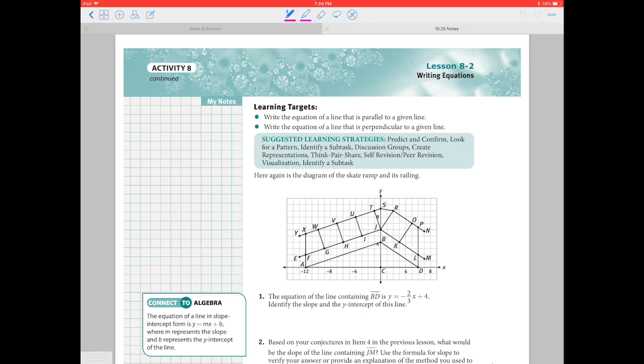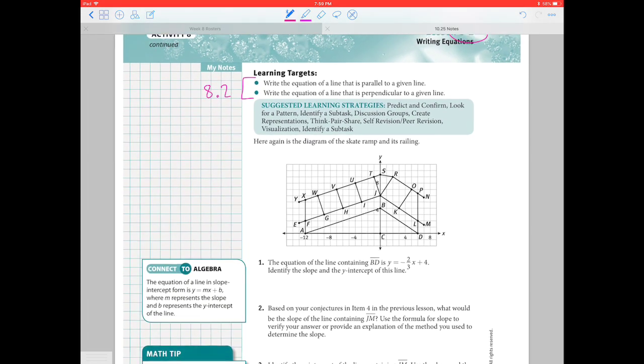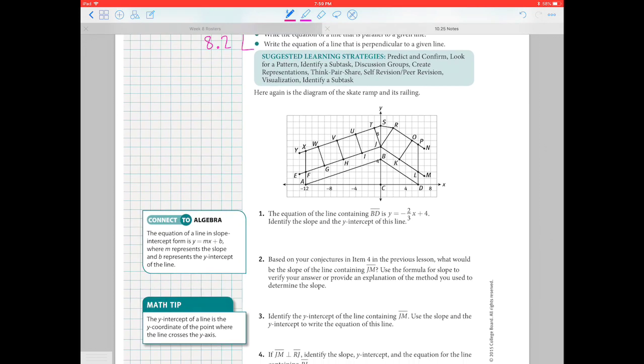In this video, we're going to go over 8.2, which has these two learning goals. Make sure those are copied down into your binder. We should have done that yesterday, though. So, today we're going to go over how to find the equation of a line so that it's parallel to another line, and also through a point that the book will give us, and how to find the equation of a line that's perpendicular to another line.